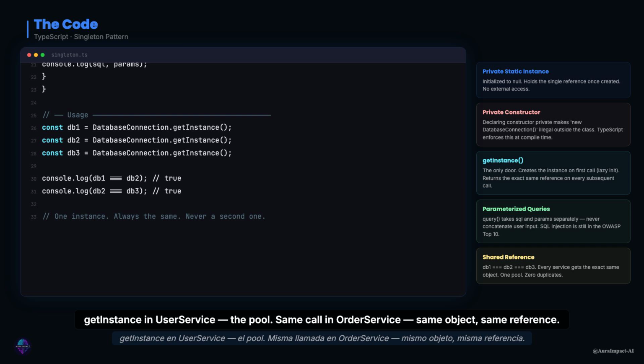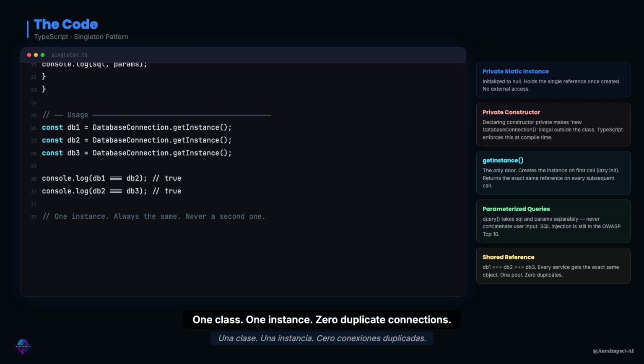getInstance in user service, the pool. Same call in order service, same object, same reference, one class, one instance, 0 duplicate connections.